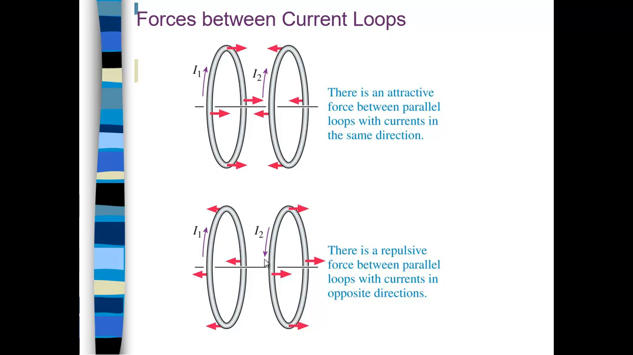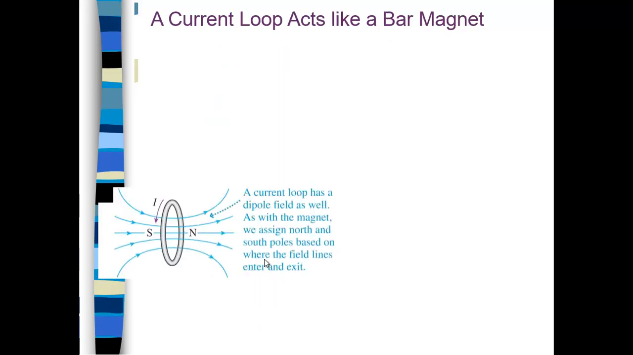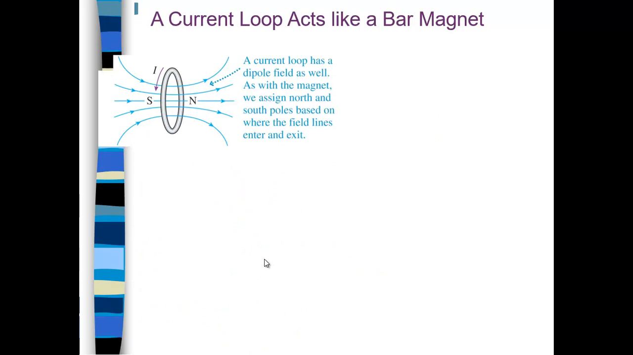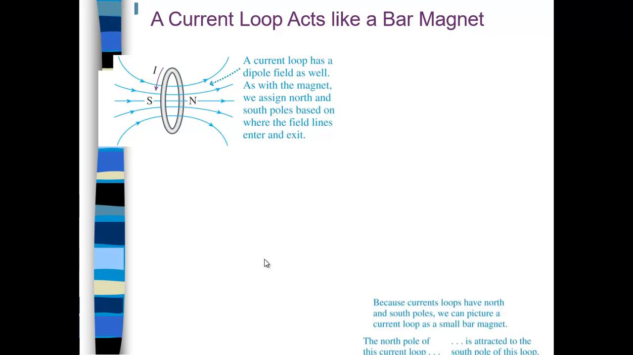In fact, they do act like magnets, where north and south poles are oriented based on the direction of the currents. If we look at a current, we use a right-hand rule: our thumb is the current, and our fingers wrapping around are the magnetic field. Then it heads from south to north. South is on the left and north is on the right. So that creates what's called a dipole field, and the dipole is just the two poles of the magnet. The north pole is where the field lines exit. The south pole is where the field lines enter.